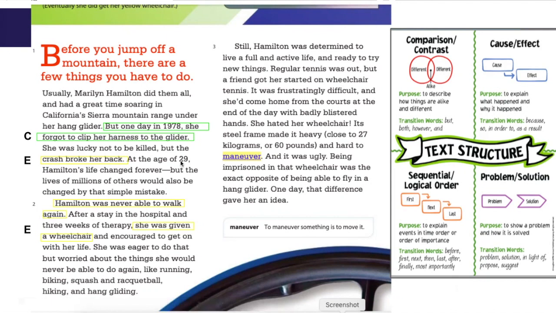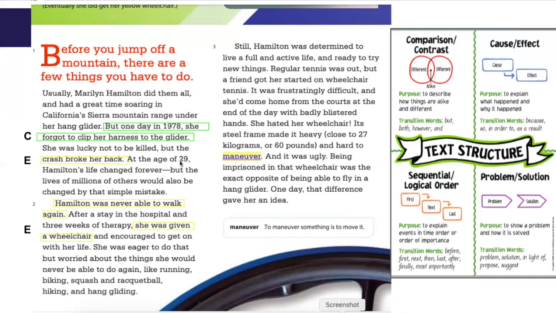Now that I've read paragraph 2, it seems that it has an effect that can be connected to the cause in paragraph 1. Let me look for any cause and effect signal words in paragraph 2. I didn't see any signal words in this paragraph for cause and effect, but I do see the sentence about Hamilton not being able to walk again and was given a wheelchair.